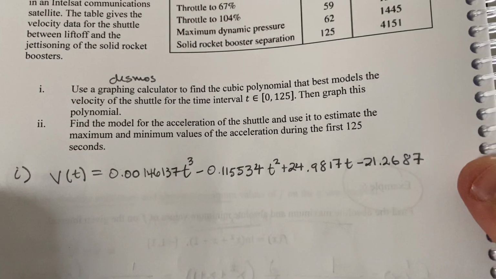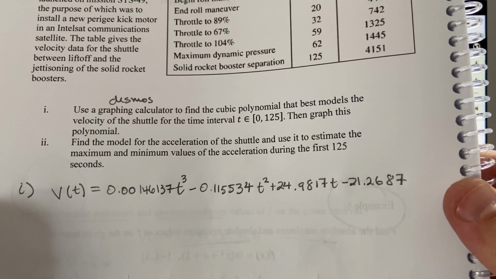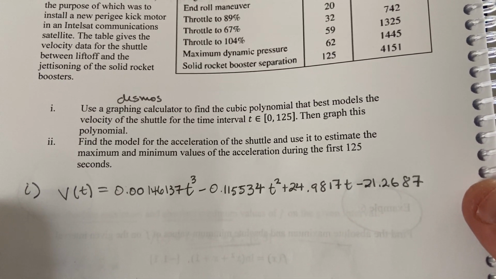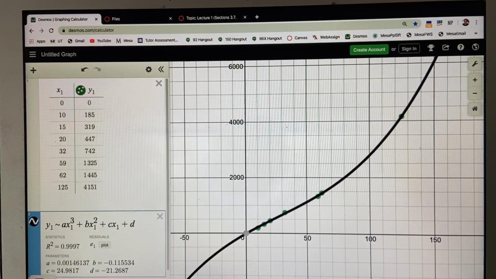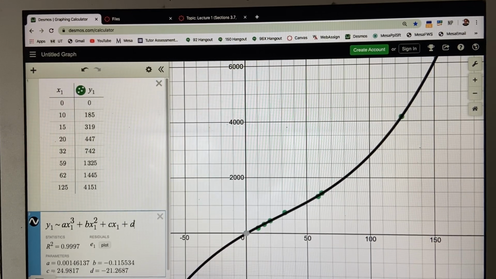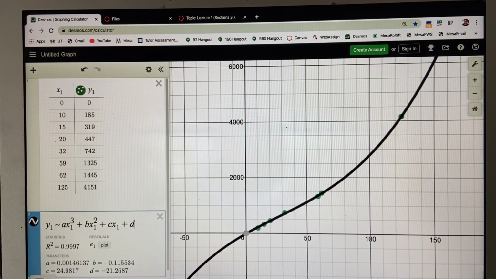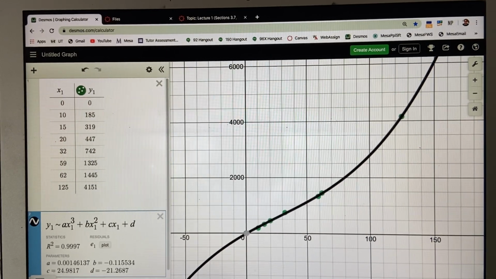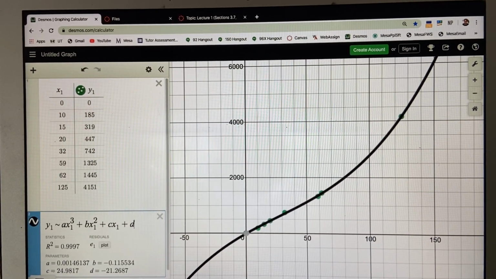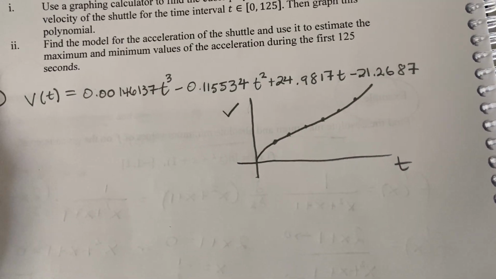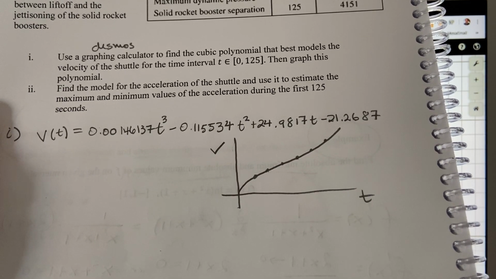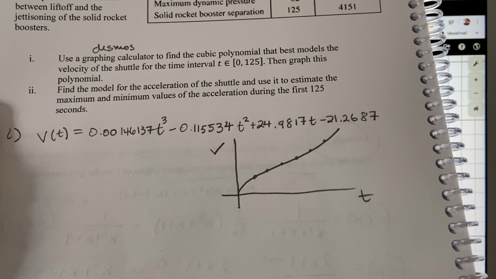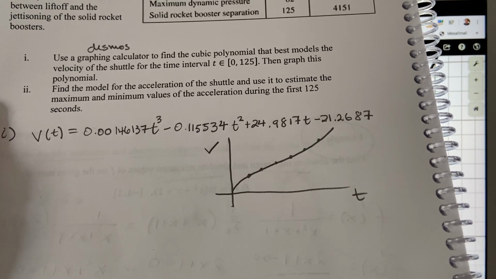So I've written down this polynomial here. And we're looking at the graph. So that is the graph. I'll just sketch it. So here's my quick sketch of that graph. So it said, use a graphing calculator to find the cubic polynomial. That's v of t there, and then graph. So that's fine.